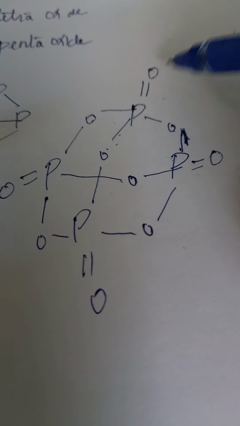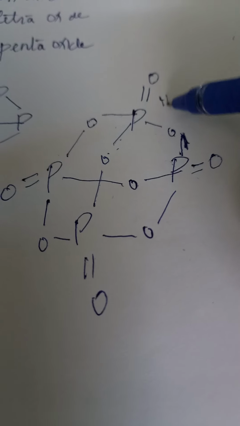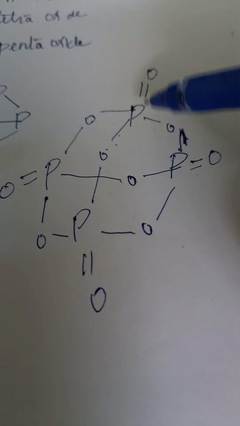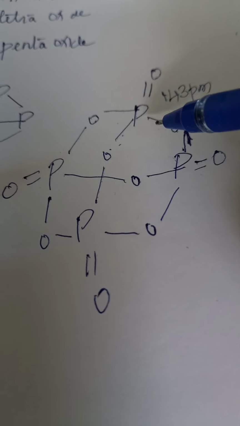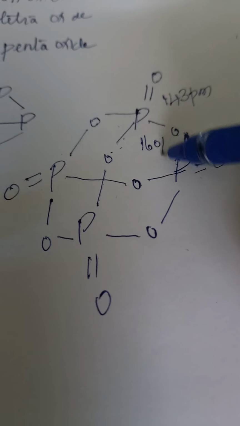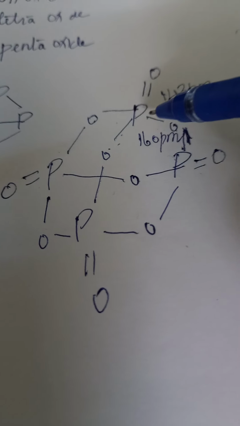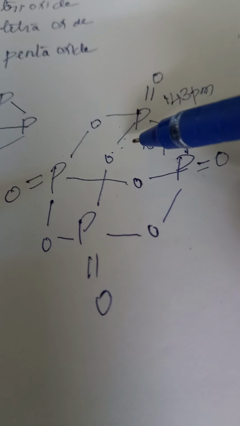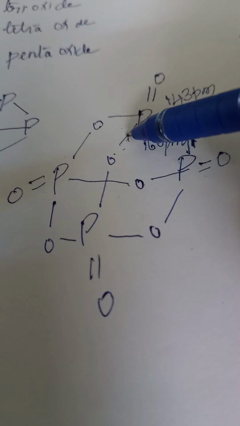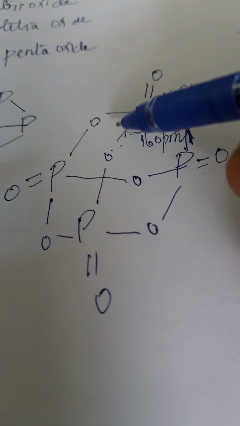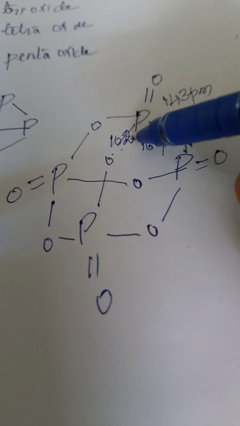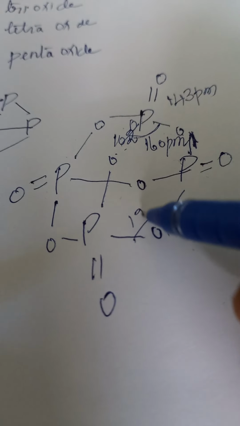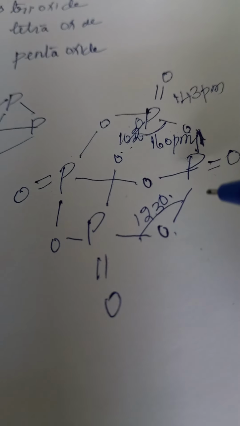The terminal PO bond length is 143 picometer. This is a double bond, that is the coordinate bond. But this single bond distance is 160 picometer. So it is longer when compared to this one. This is the shorter distance. Similarly, this P angle is 102 degree. But this oxygen angle is 123 degree.